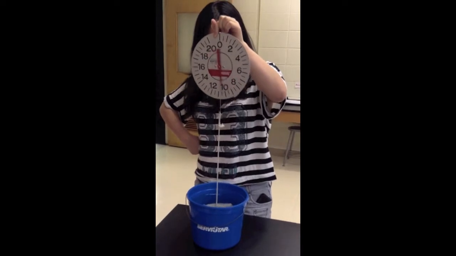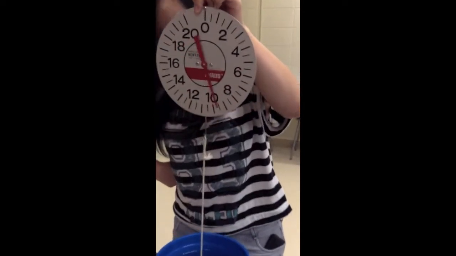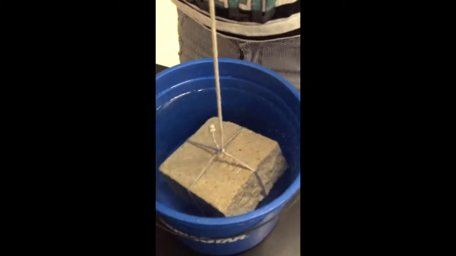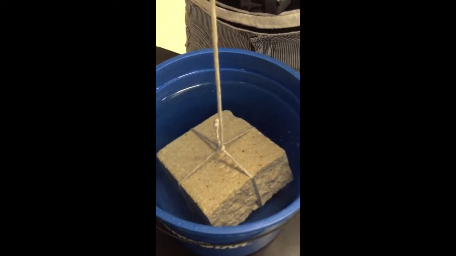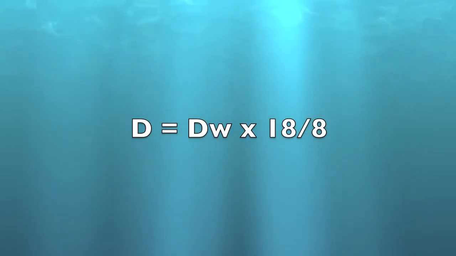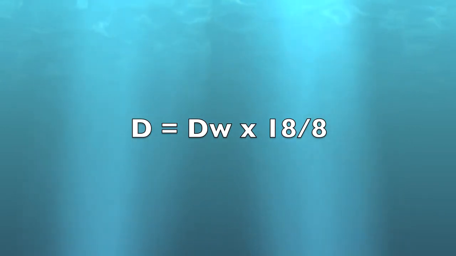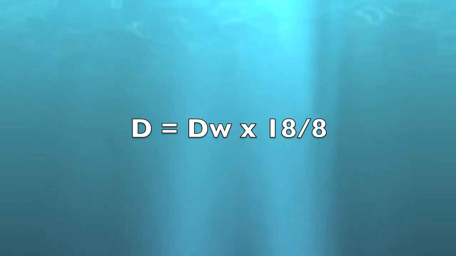You probably have figured this out already. The density of the object equals the density of water times the gravitational force over the buoyancy force. In this case, the density of water is still 1.0 times 10 to the third kilograms per cubic meter, while the gravitational force is 18 newtons, and the buoyancy force equals 18 minus the apparent weight 10 newtons, which is now 8 newtons. So we can calculate the density of the block.